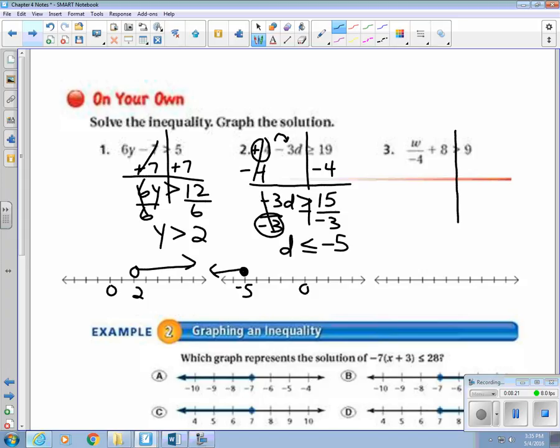And our last one here, I have w over negative 4 plus 8 greater than 9. So again, I'm going to get rid of the plus 8 first. It's less connected to the variable. So I'm going to subtract 8.